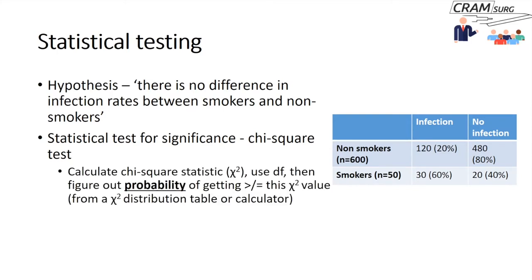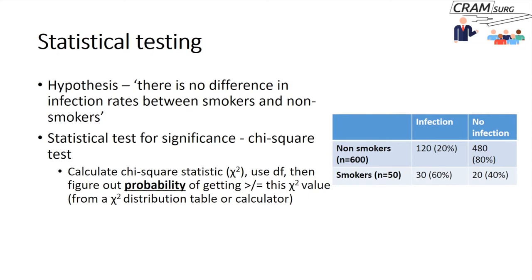So in the olden days, we used to calculate the chi-square statistic, use degrees of freedom, and then figure out the probability of getting at least this chi-square value or more than this chi-square value from either a table or a calculator. But these days, you can run a chi-square statistic test really quickly using an online software like SPSS.